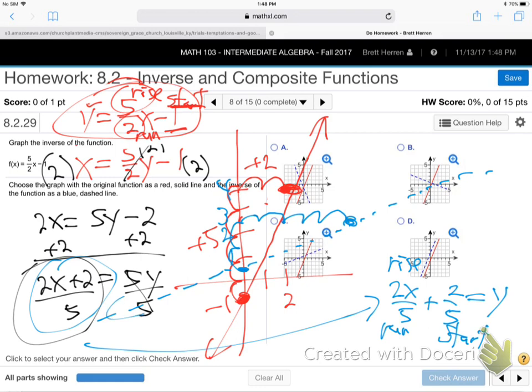Everybody good there? See those two? That looks like C, doesn't it?